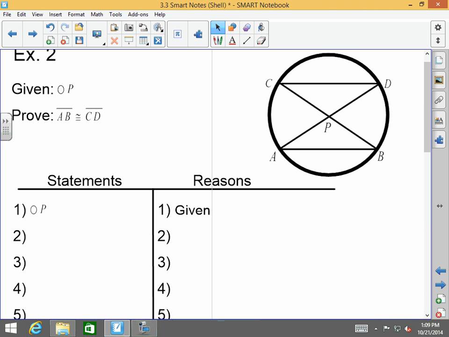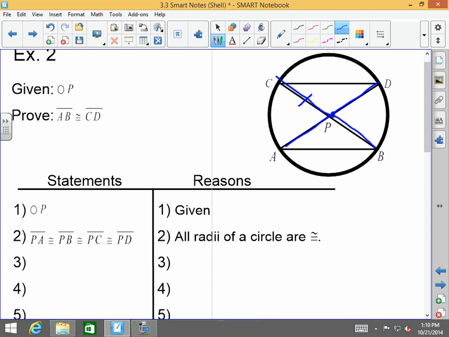I'm trying to prove that segment AB is congruent to segment CD. Well, let's think about the radii here that we have, guys. I'm going to give you a little bit of a hint here on this one. If you notice, all of these are radii. What did we say about all these radii? That they're all congruent. So guess what? PA is congruent to PB, which is congruent to PC, which is congruent to PD. Because, very good, son, all radii of a circle are congruent. So now you know I love to make my little tick marks. That's congruent to that, and that, and that. Okay? Yes, sir.